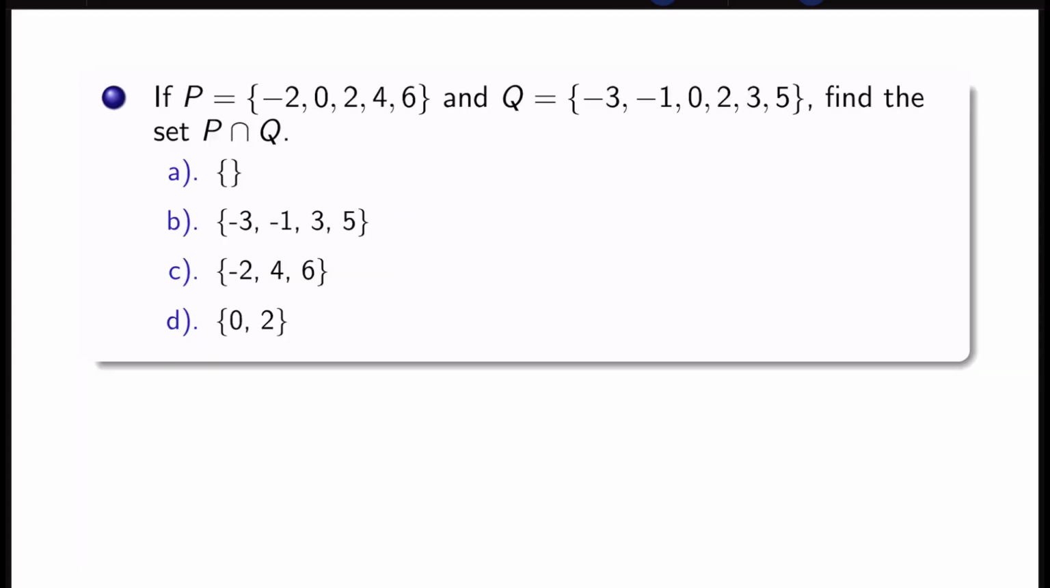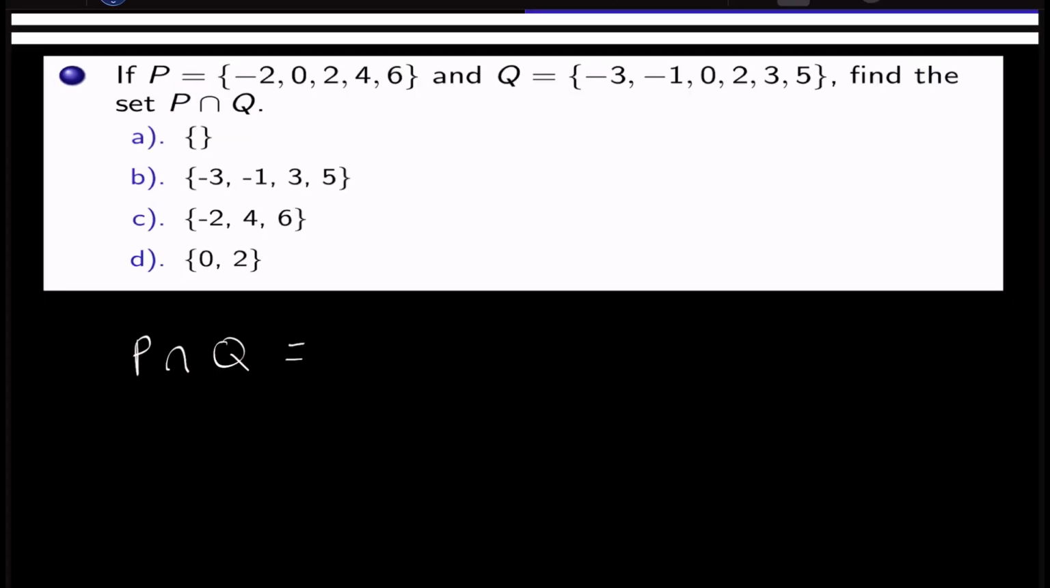With our last question, we have the set P giving us minus 2, 0, 2, 4, and 6. And the set Q giving us minus 1, minus 2, 0, 2, 3, and 5. And we have to find P intersection Q. P intersection Q simply means the elements that are in P and are also in Q.